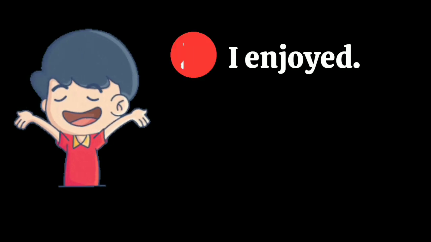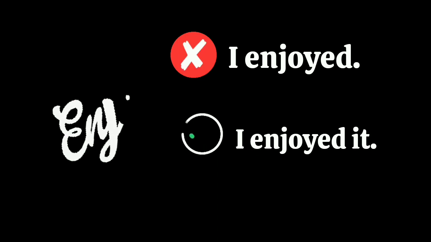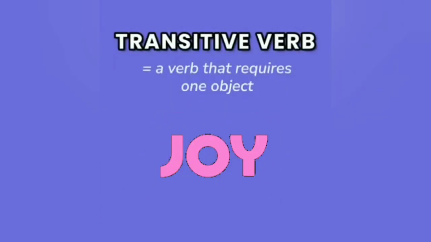Mistake number 2. "I enjoyed." You enjoyed what? The correct sentence should be, "I enjoyed it." When we construct sentences in English, we always try to immediately answer the first question that our brain is asking. Enjoy is a transitive verb. This means that the verb requires one object.